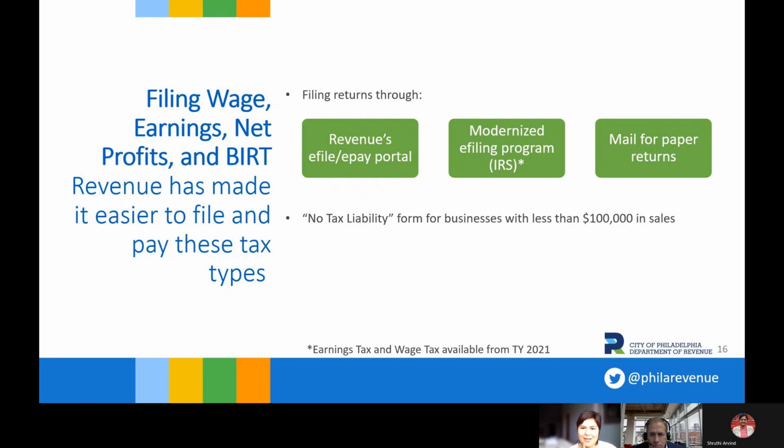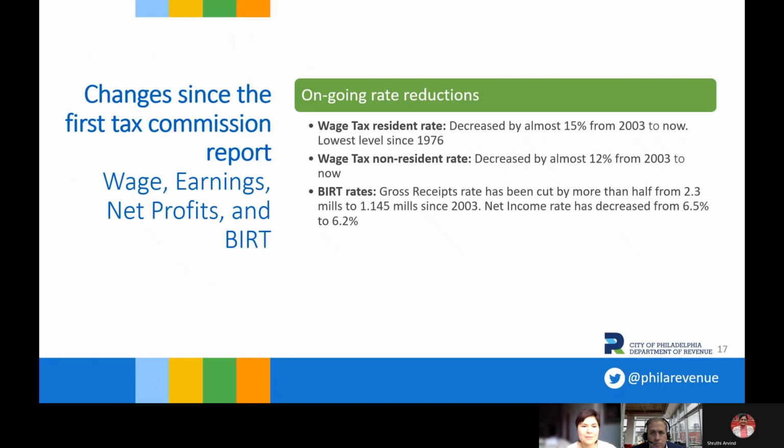Okay, so we're going to talk about how some of these, so there's been a lot of changes. We've kind of gone over some of them. So we talked about what they look like today. Do you want to talk us through how they've changed a little bit over the years? Sure, and they have changed over the years. We've really eased the burden of the wage earnings, net profits, and BERT on businesses. It's impacted small businesses, like I said before, quite a bit. And we've also made it much easier to file and pay these tax types.